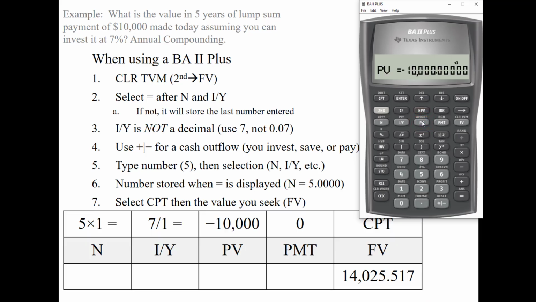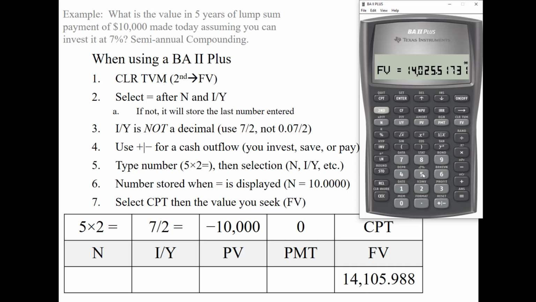In this case, we do not have an annuity, so I'll put a 0 in for that. And we're going to solve for our future value, so we're going to compute our future value. So I'll hit CPT and then FV. And here we see a future value of $14,025 and about 52 cents. Again, this example is for our annual compounding, so we didn't have to make an adjustment for our N or our IY.